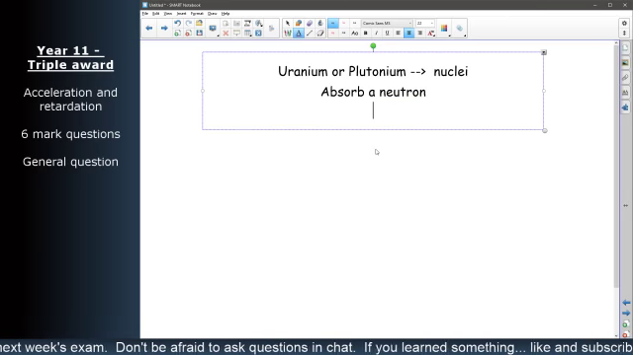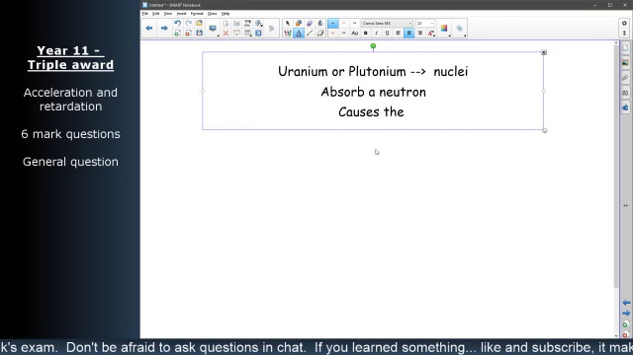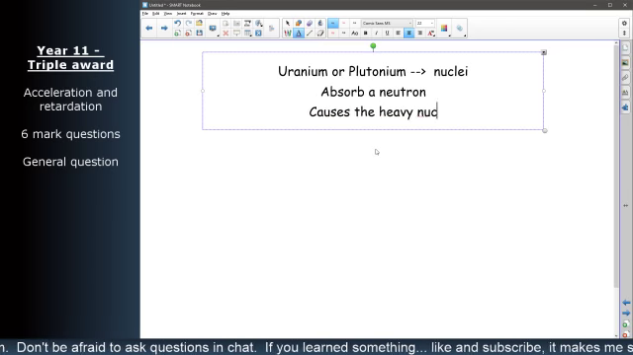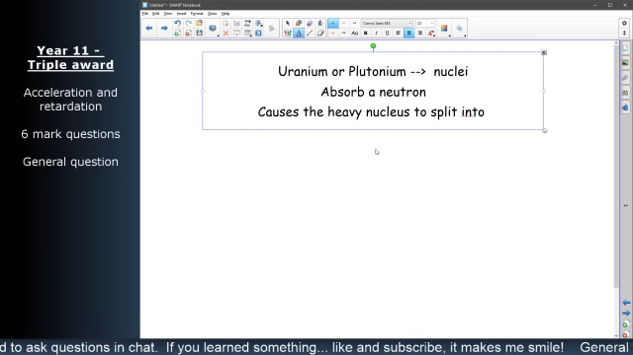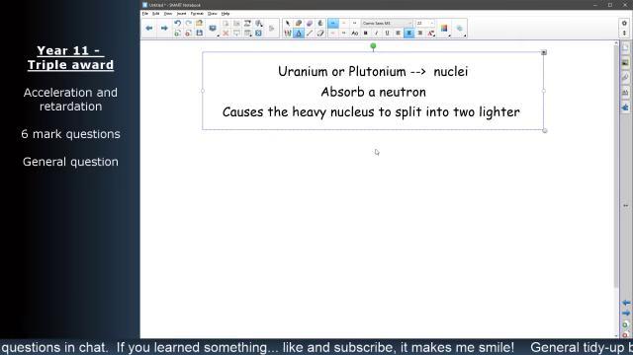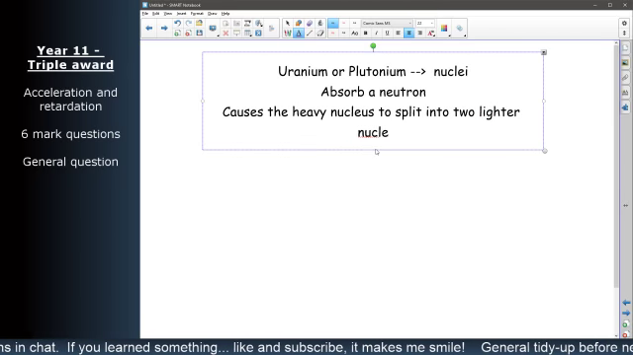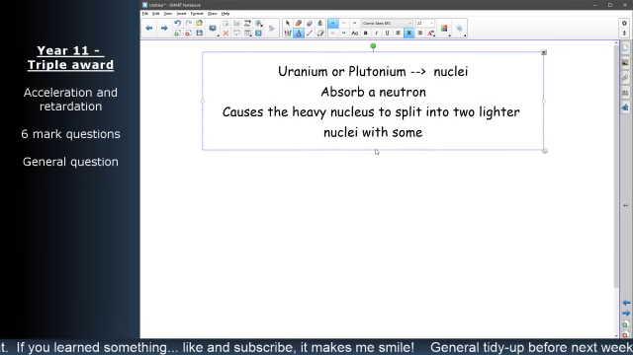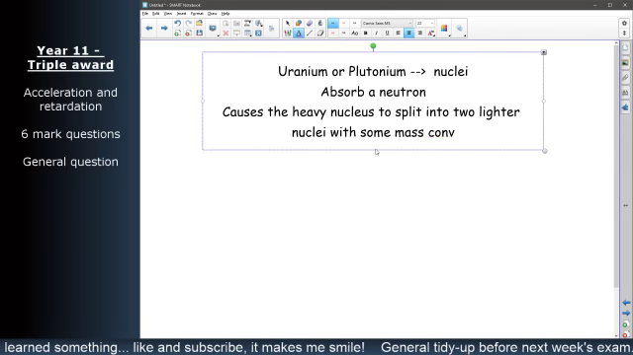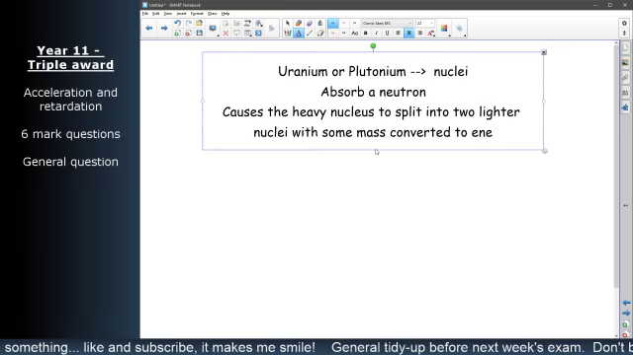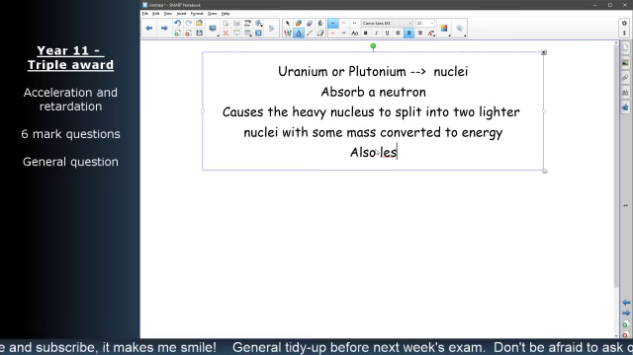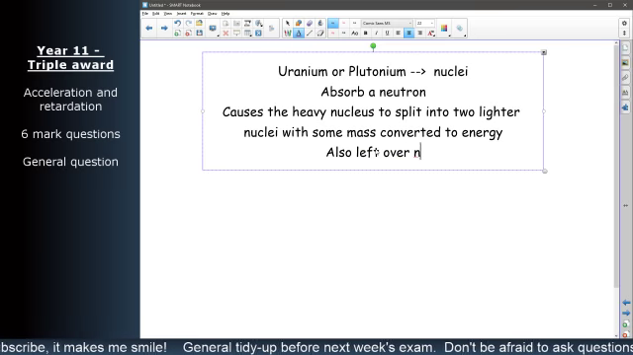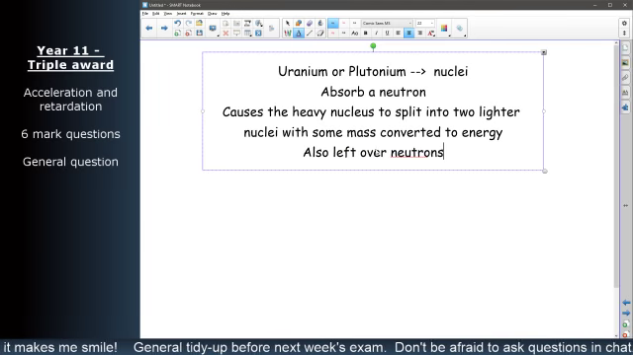This causes the heavy nucleus to split into 2 lighter nuclei. That's the definition of nuclear fission, with some mass converted to energy. There are also leftover neutrons, and that's why uranium and plutonium are so useful for this.